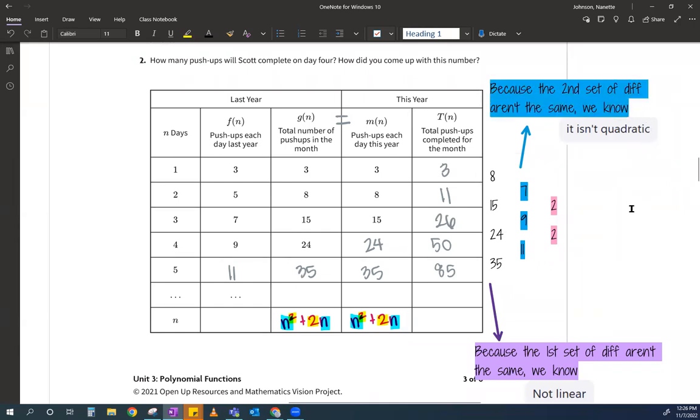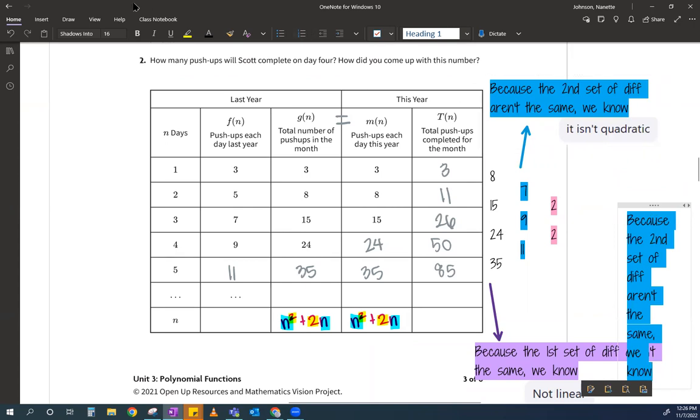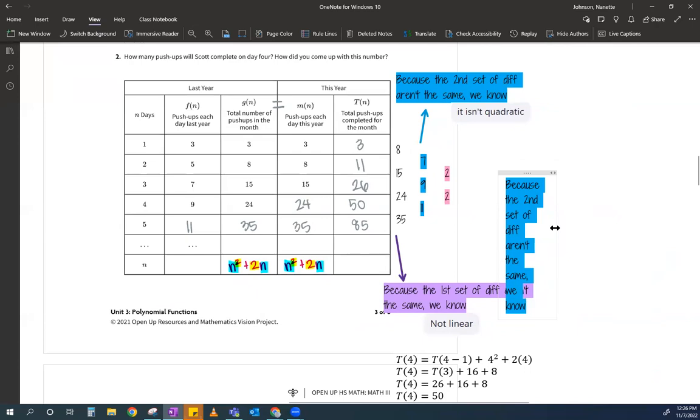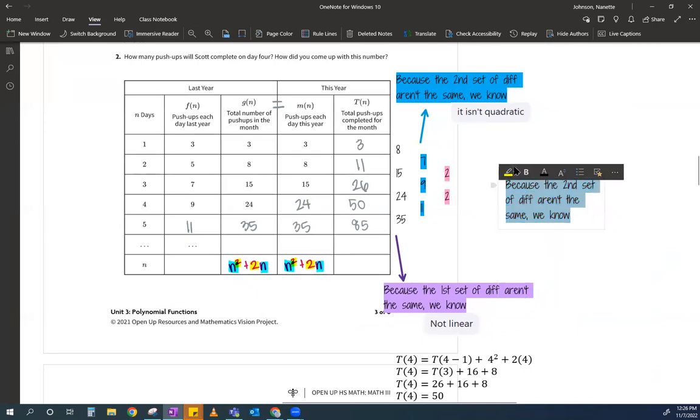Whew, this is a lot of typing, Miss Johnson. I know. Okay, let's make this smaller so you guys can all see what I'm talking about. Because we know this, and then we need to go with that pink color because that's where we did the pink color. And because we know the third set, so now we have the third set. What is the third set of differences? These are the same. What do we know?